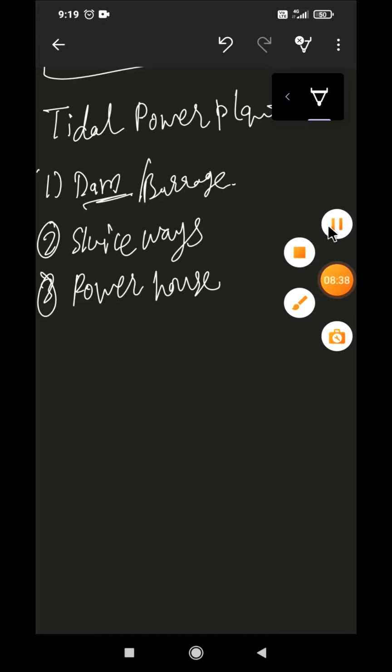So we will just draw the plan. So suppose tidal plant operation.